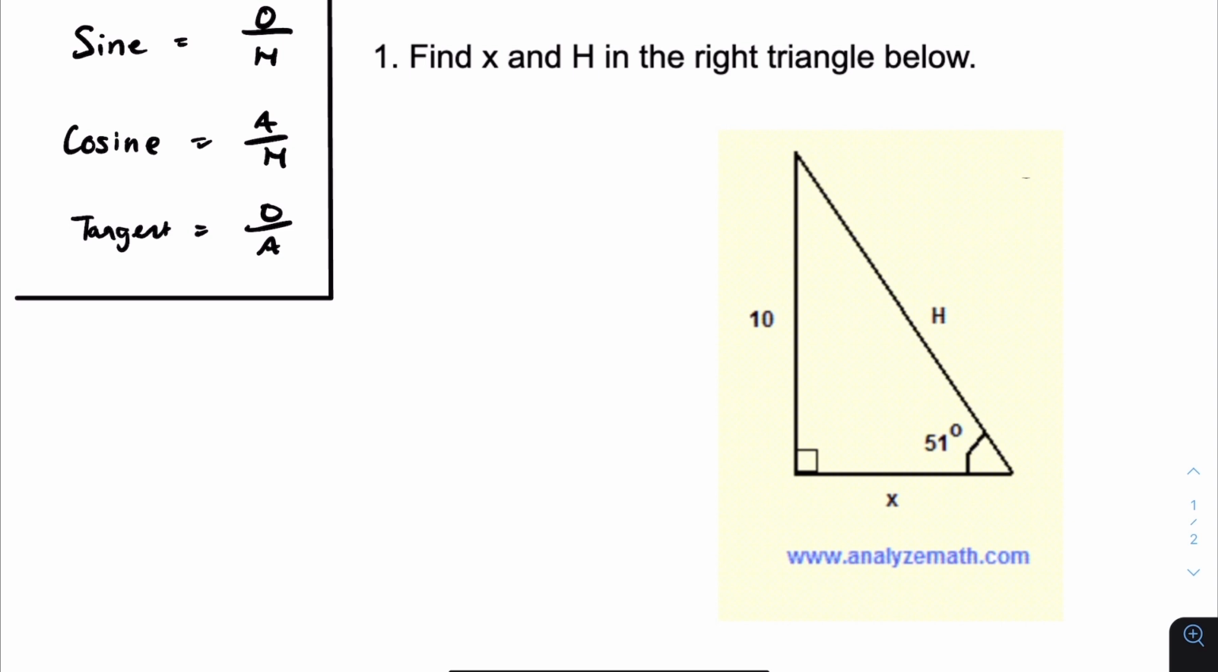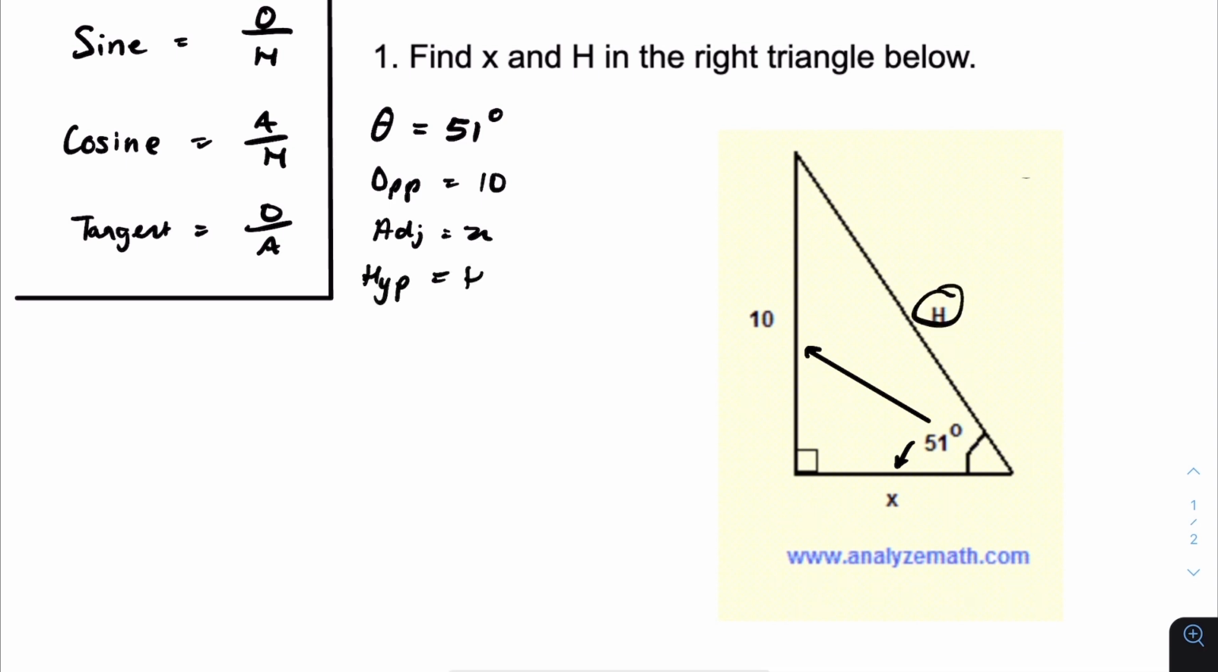So we're given the following information. We have to find x and h in the right triangle below. We're given that theta, our angle, is equal to 51 degrees. And the opposite of theta, so we just look to the opposite side, and that's 10. So opposite is equal to 10. Then our adjacent is equal to x, and our hypotenuse is equal to h. And we're asked to find x and h.